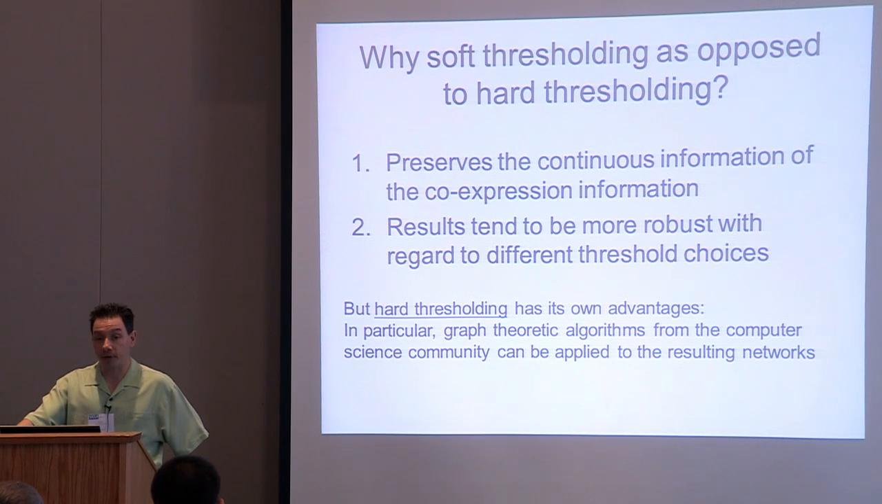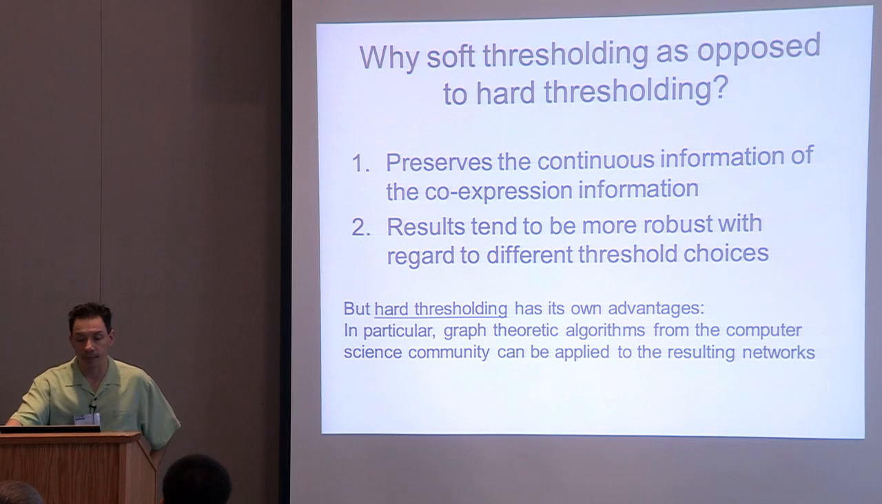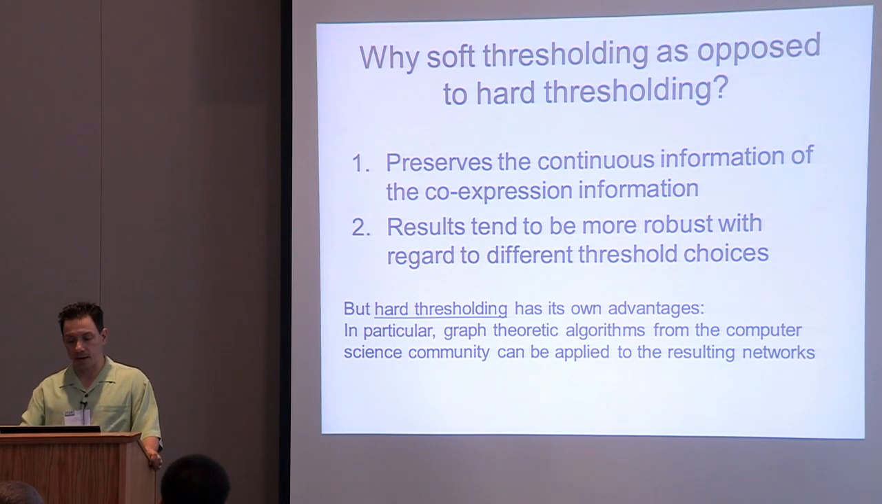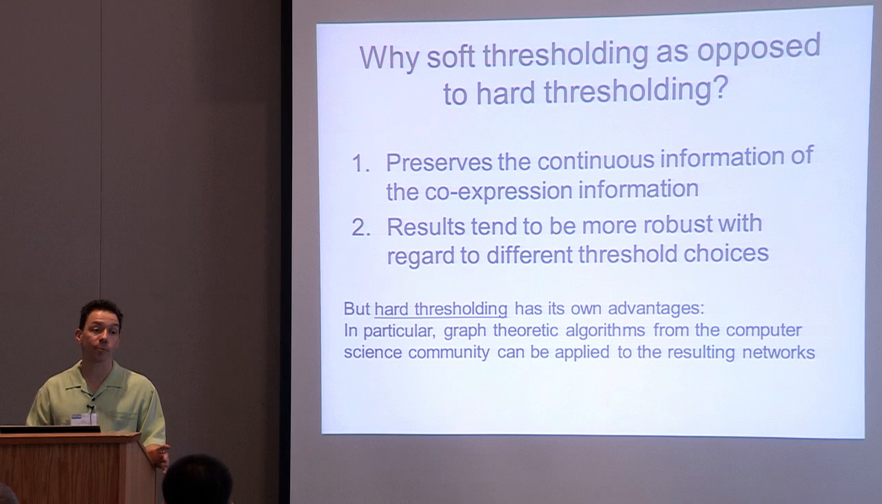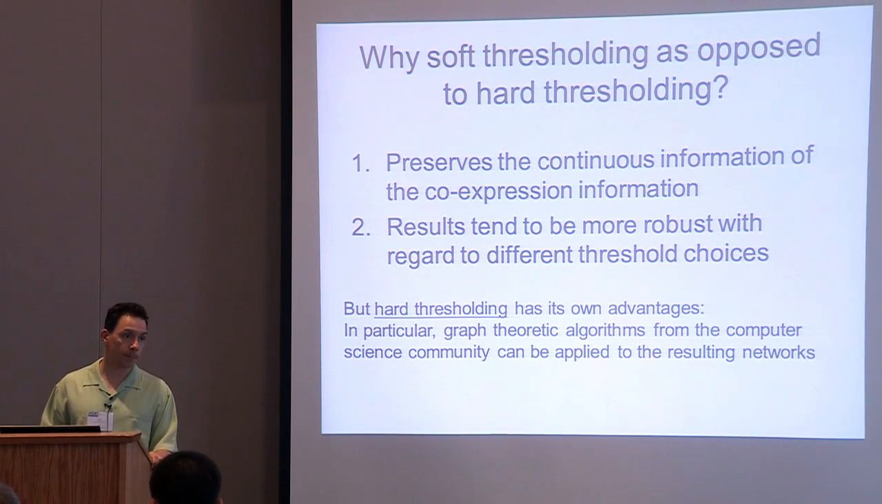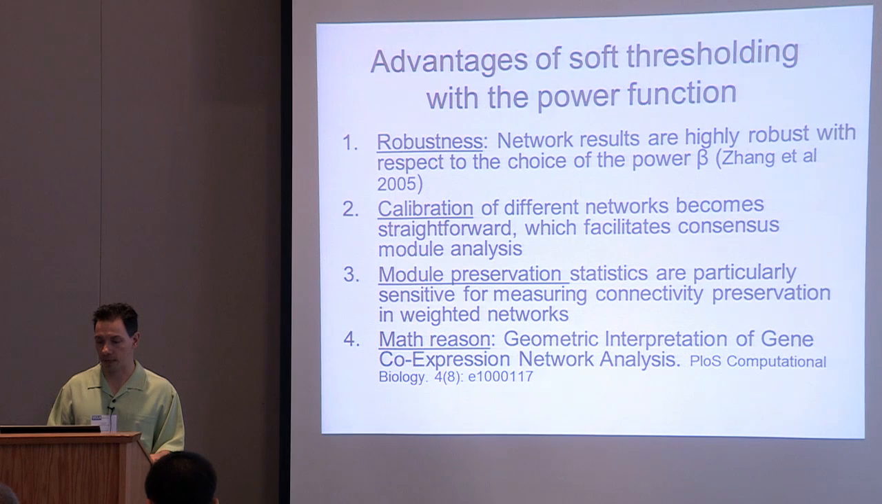Now, the hard thresholding, though, has its own distinct advantages. In particular, there are many graph theoretic algorithms from the computer science community that you could apply, and also you can visualize these networks. So we also visualize these unweighted networks. For example, you can do that with Cytoscape and VisANT, and later today and tomorrow you will learn about Cytoscape.